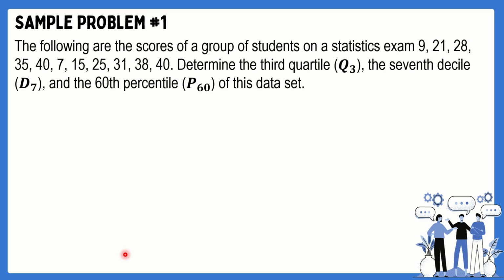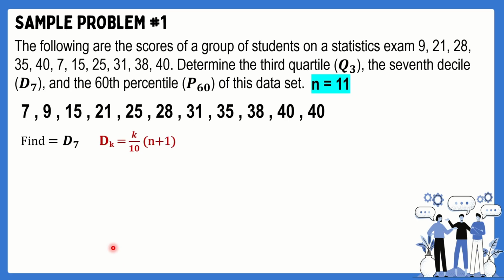Let's proceed to calculating the decile 7 using the formula D sub k is equal to k over 10 times n plus 1. Same data set and same process as the quartile. Let's substitute the values. We have D sub 7 is equal to 7 over 10 times 11 plus 1. Let's add 11 and 1 first, which is 12. And then we have 7 over 10 times 12, which results in 8.4.